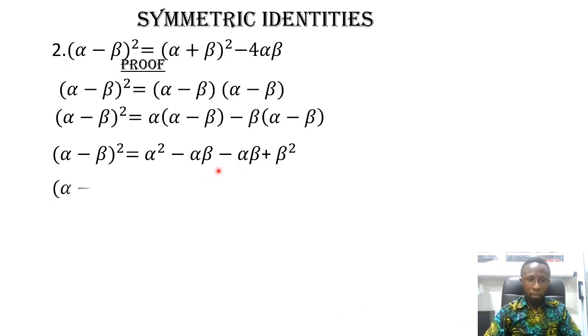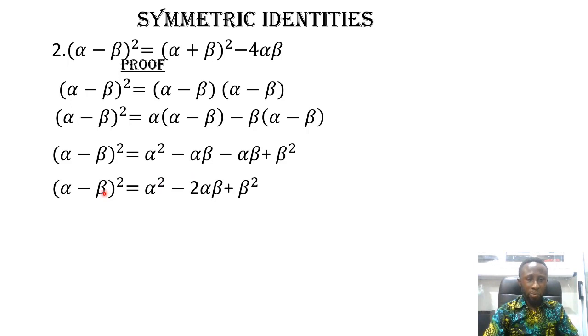So let's move on. Now we have what? Negative alpha beta minus alpha beta. So this one, if we add, we get negative 2 alpha beta. Negative and negative, yes, negative 2 alpha beta. Okay, so we are approaching somewhere, right? Alpha square plus beta square minus 2 alpha beta.